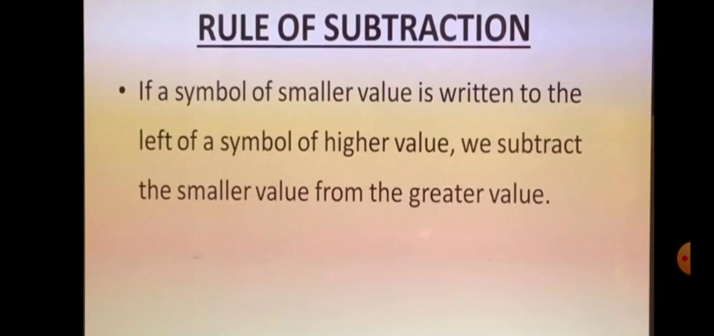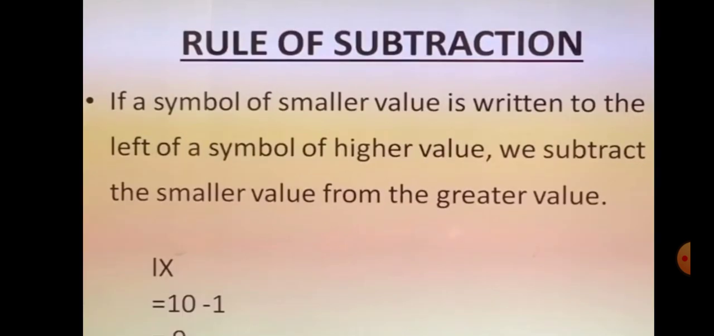If a symbol of smaller value is written to the left of a symbol of higher value, we subtract the smaller value from the greater value. It is the opposite of the last rule. See the example: IX. The smaller symbol is written to the left of the symbol of higher value, so we subtract the smaller value from the greater value. I is 1, X is 10, so we subtract 1 from 10. So 10 minus 1 is equal to 9.